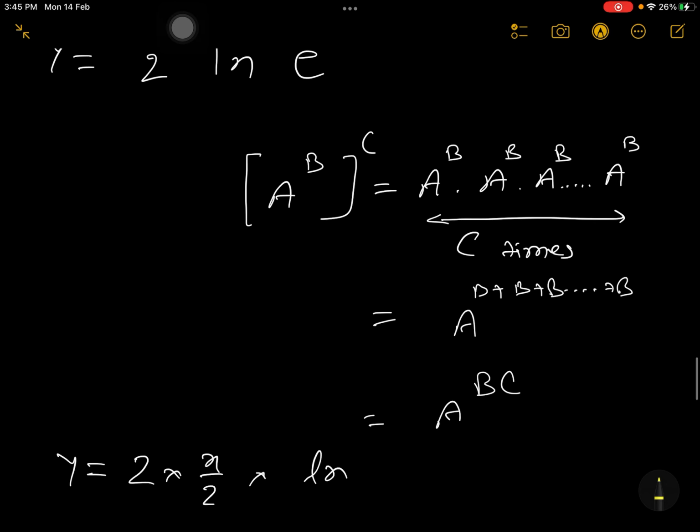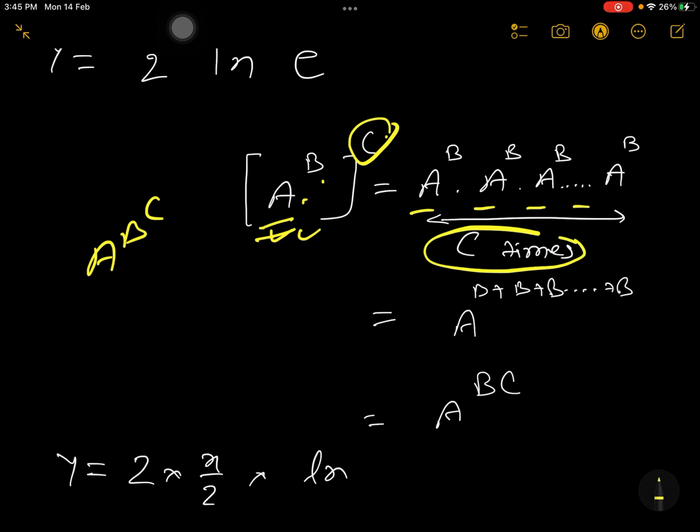You see here, if anything is written like this, A power B whole power C. See, A power B power C is different, but (A^B)^C is different. So, (A^B)^C means A^B, A^B, A^B multiplied how many times? C times. So when you multiply, then the B's will get added like this. How many times? C times.